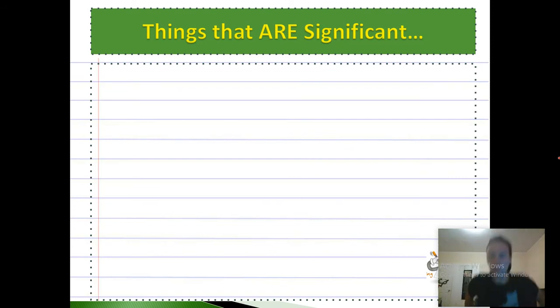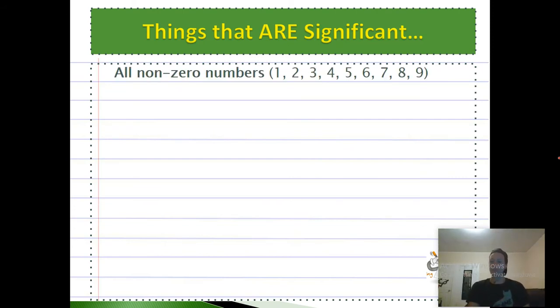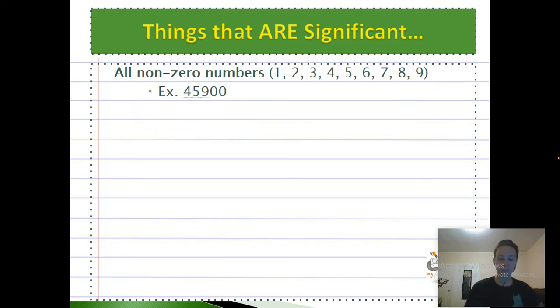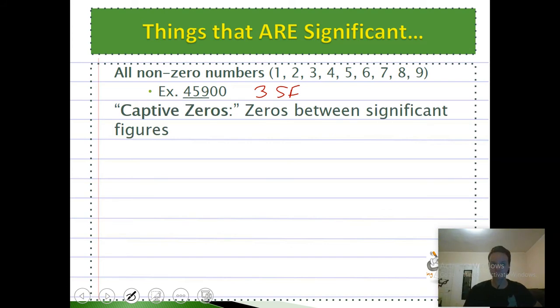All right, so we have some rules for significant figures. If you've got a number and it's not 0, it counts. It's something that's measurable. So in this number, 45,900, the 4, 5, and 9 are all significant. So what we would say here is that this number has 3 sig figs. We usually just abbreviate it SF, but this has 3 because of those non-zero numbers.